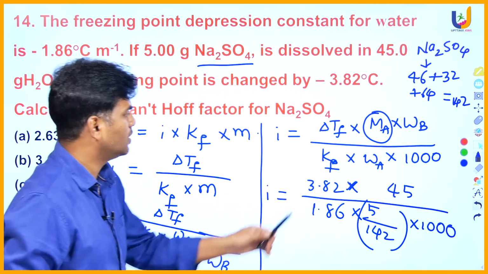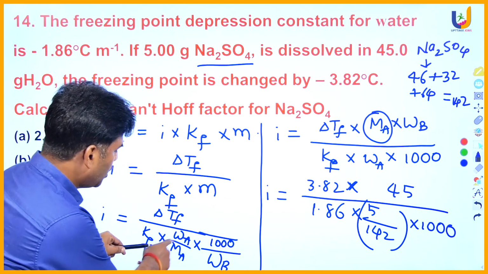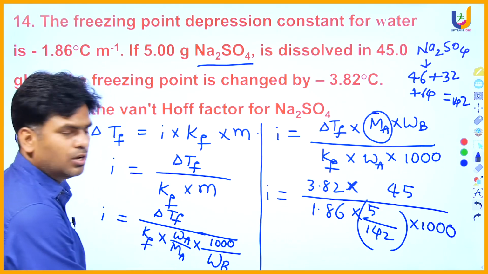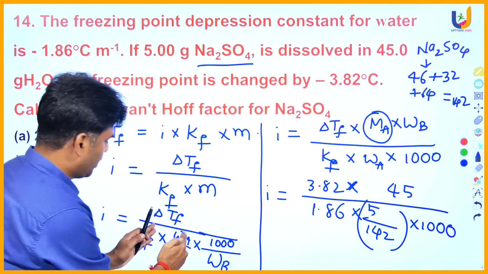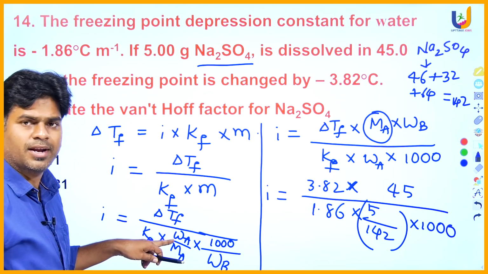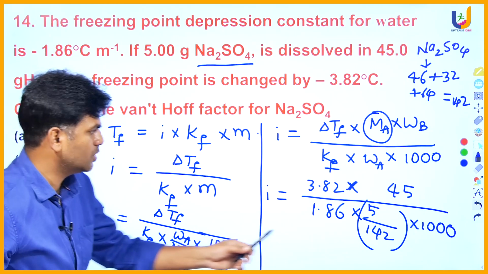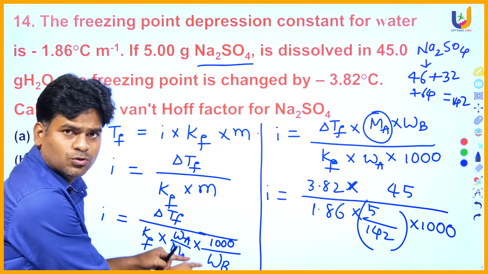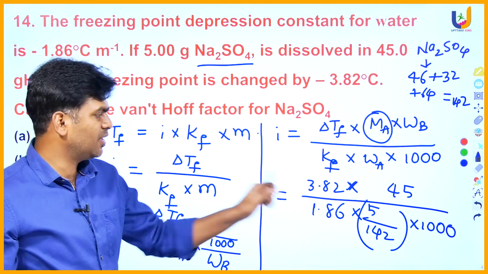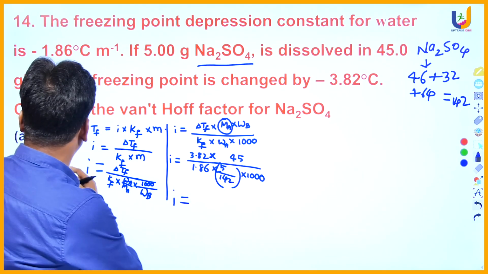So delta Tf value is 3.82 into molecular weight of solute A and given weight of solute A. This is the value I am writing here, the same value. WA means given weight of solute by gram molecular weight of solute, 5 by 142, and next 1000. The second weight, 45, I am going to write here. That's it. After simplification, finally we get the Van't Hoff factor is equal to 2.63.